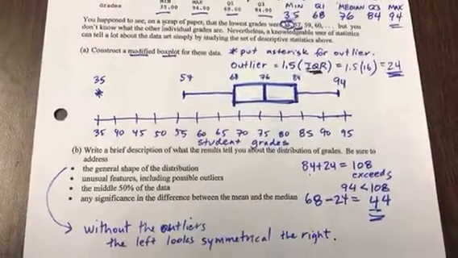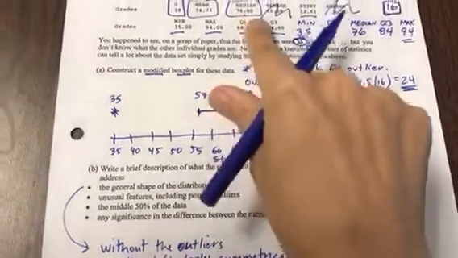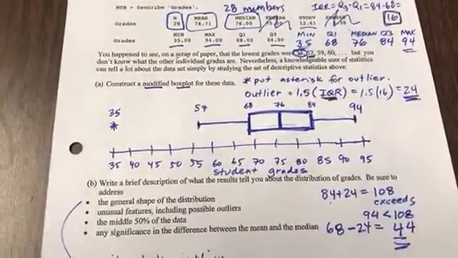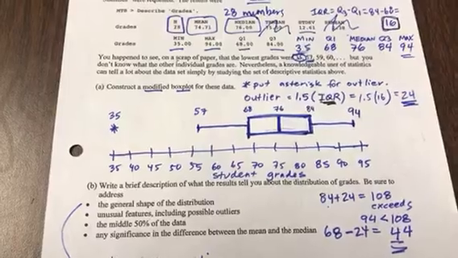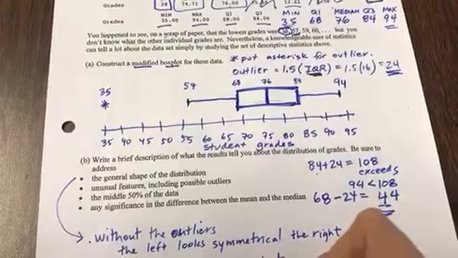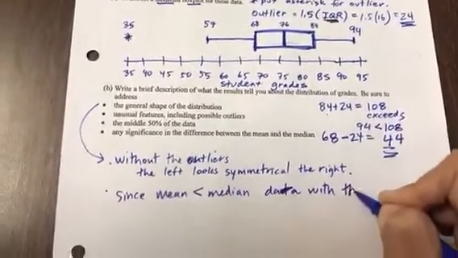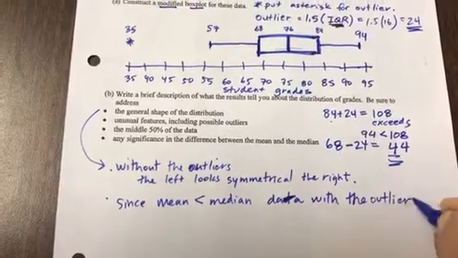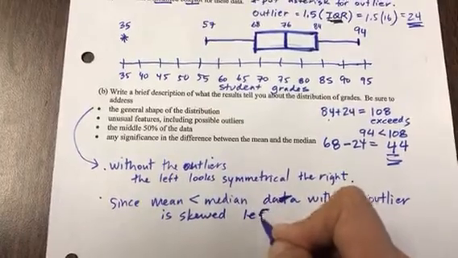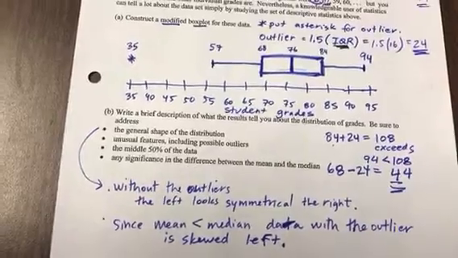All right. The other thing we can say here is we know that whenever the mean is less than the median, data with the outlier is skewed left. So that low score is pulling things over to the left.